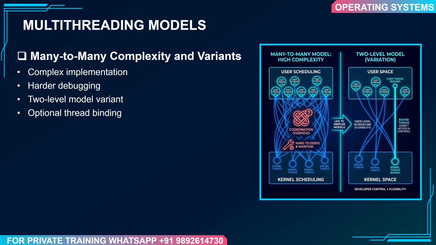There is also a variation sometimes mentioned called the two-level model. It is similar to many-to-many, but it allows certain user threads to be permanently bound to specific kernel threads. This gives developers more control when needed while still keeping the flexibility of user-level scheduling.